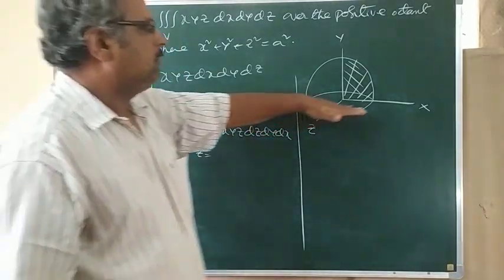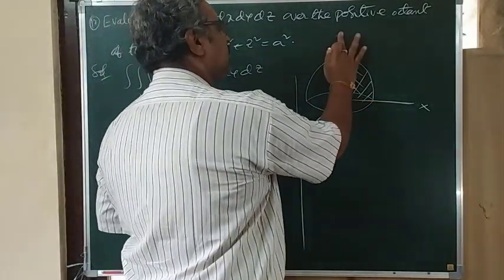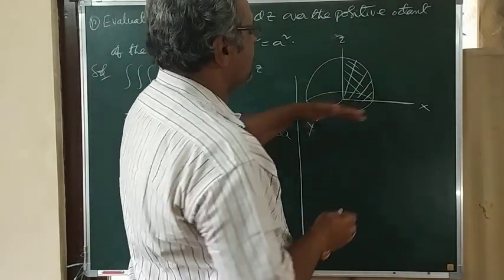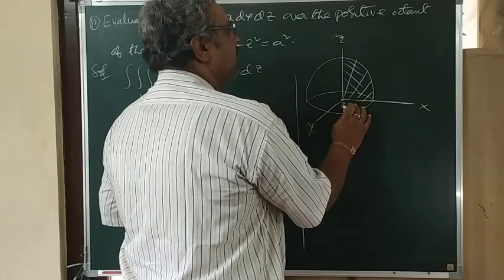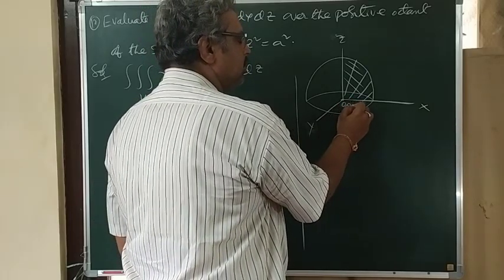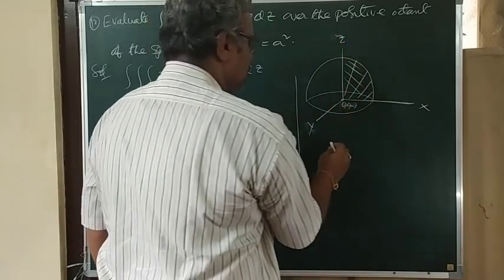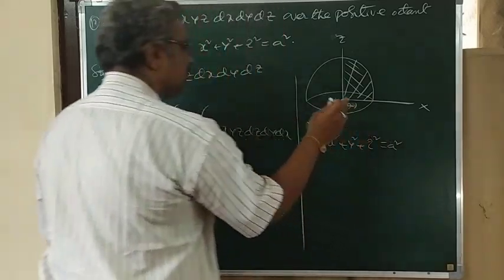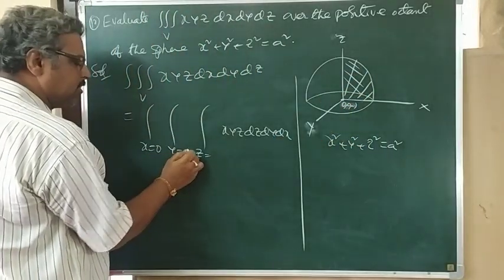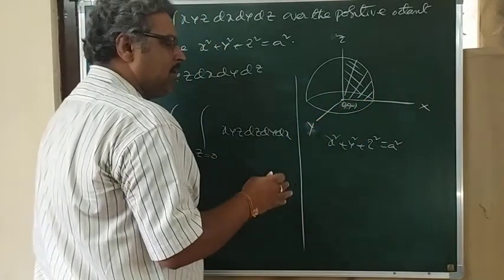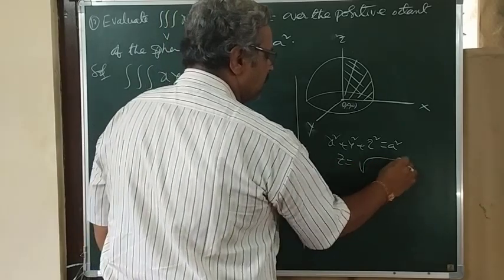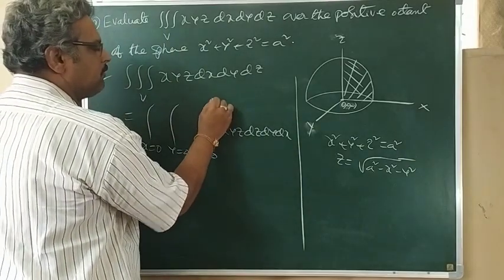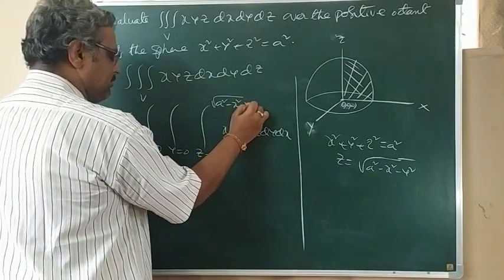Now the limits. Along, I will take z here. Very simple, take any one, it does not matter. Along the z axis, in the xy plane, z equals 0, to this sphere equation. What is the sphere equation? x square plus y square plus z square equals a square. The lower limit is zero, since in the positive octant all lower limits are zeros between the three coordinate axes. From this, z equals square root of a square minus x square minus y square. So the upper limit is root of a square minus x square minus y square.